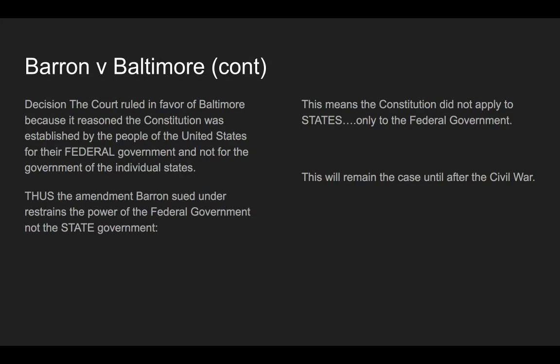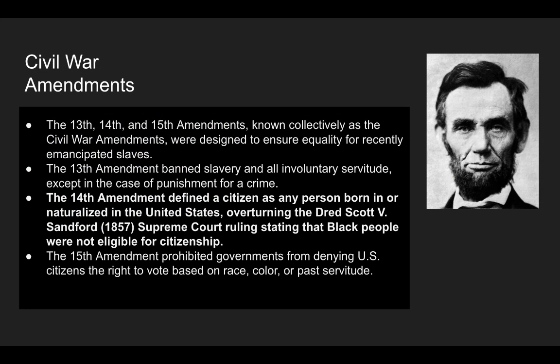So we want to look at what happened after the Civil War. Well, boom, our boy Abraham Lincoln, who pushed through the Civil War amendments, as they're called. So here's a little reflection on that. The 13th, 14th, and 15th Amendments are collectively known as the Civil War Amendments. And they were designed to give equality, especially to the slaves.